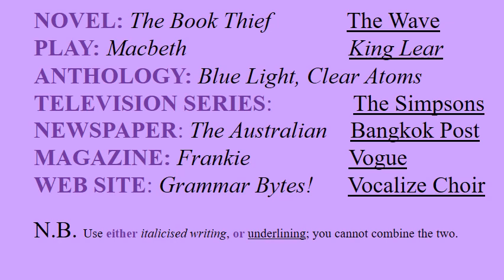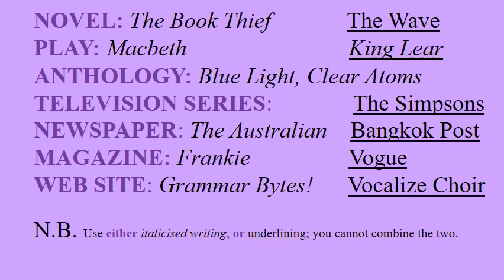I've put examples of published works in different genres on this slide. Look at their titles. The way to indicate these is in italicized writing. Notice I have underlined some of them. Underlining is acceptable, but rarely used these days. Of course, if you're writing rather than typing, you need to underline the title to indicate that it is a published work.